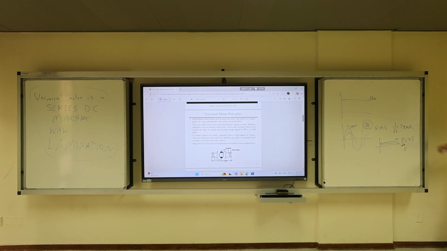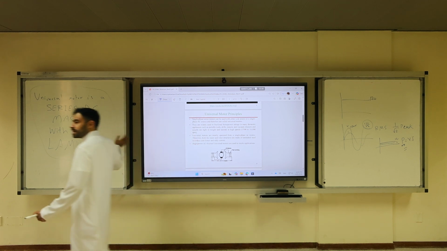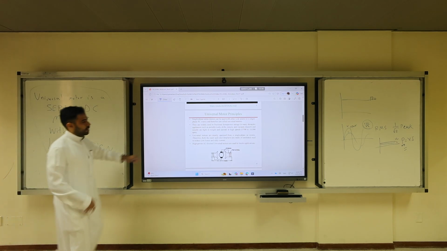Usually lower. No, because the RMS voltage is lower. So that's why, think with me, the universal motor, if you apply AC, it gets less power. Okay? We will see the calculations behind that today.